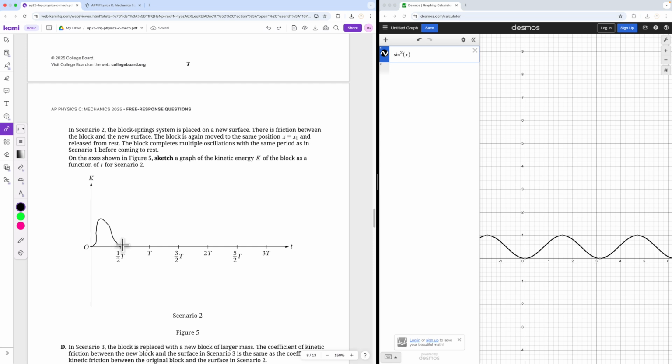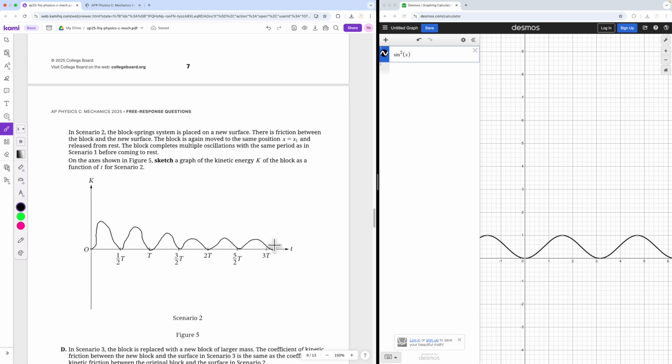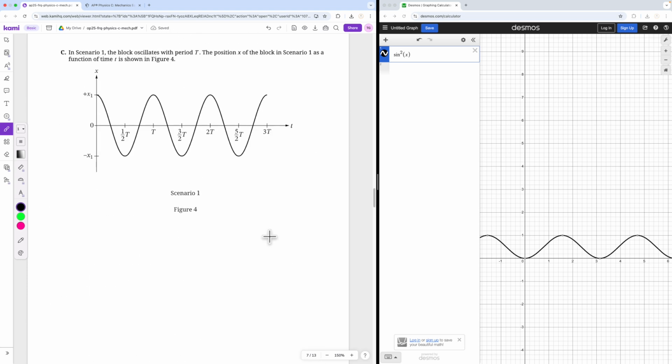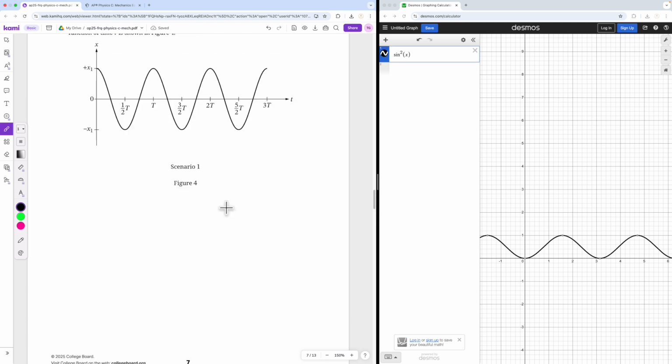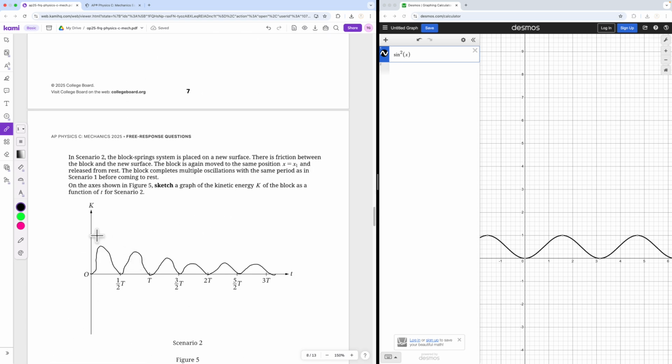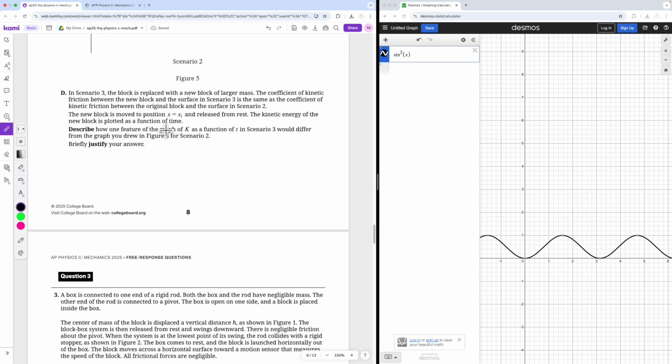But remember, there's friction now. So your next peak is actually going to be a bit less. And then it goes to be a bit less. And I think you can see the pattern now. It just keeps gradually getting less and less and less. And does it match up? At 3T/2 and 5T/2, we all have no kinetic energy. That makes sense. As you can see, it just gets less and less. That's what we want. So now we're on to part 3.